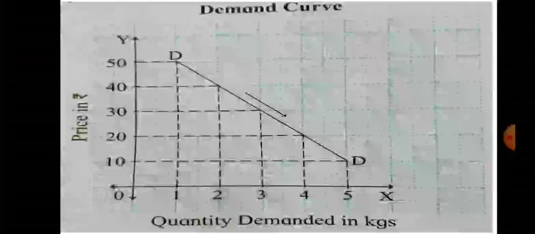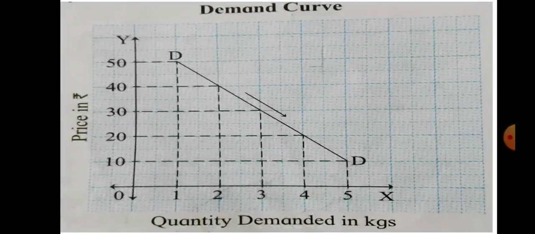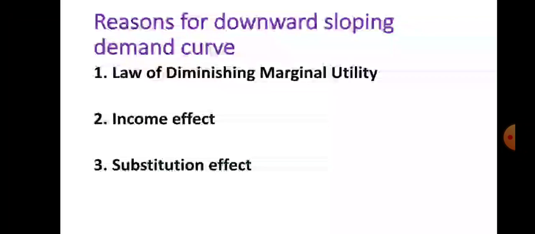Okay, when we join these points, we get a downward sloping demand curve, that is DD. So generally demand curve slopes downward from left to right, that is the slope of the demand curve. Now let us see what are reasons for downward sloping demand curve. Okay, why demand curve slopes downward from left to right? Let us see the first cause. First reason is law of diminishing marginal utility.